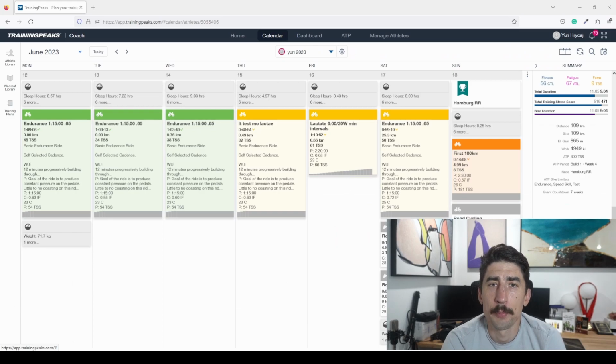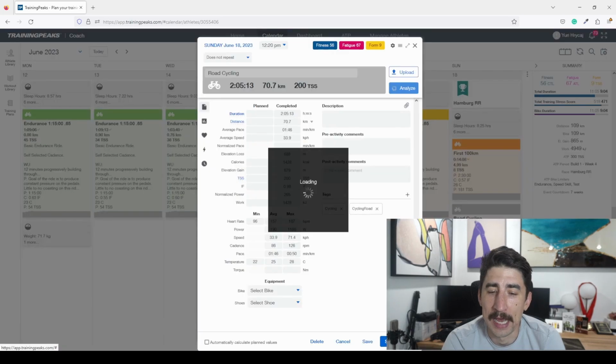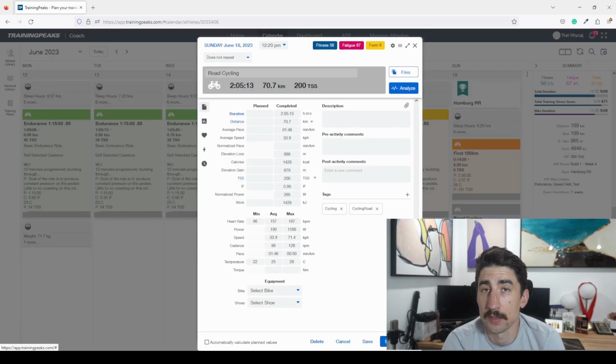All right, so we are back in Training Peaks. I'm going to take a look at the actual ride file. So already here, if we look at this road race I did on June 18th, before we even click it, you can see here the IF is listed. It's giving me 0.98 IF for 2 hours and 5 minutes. So you can tell already things are looking a little bit weird.